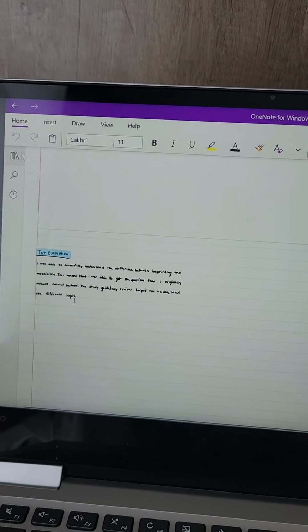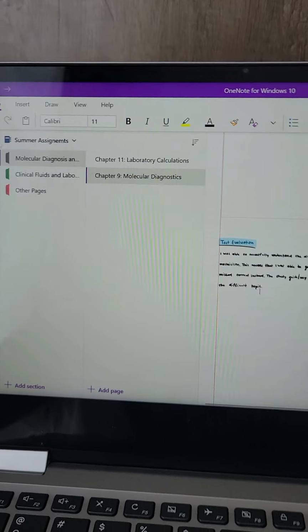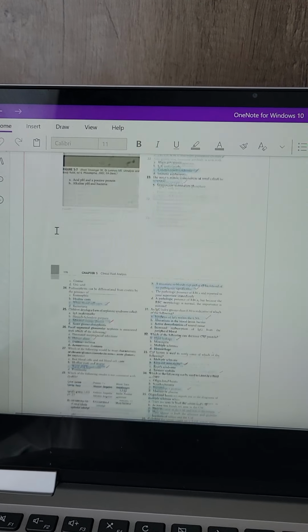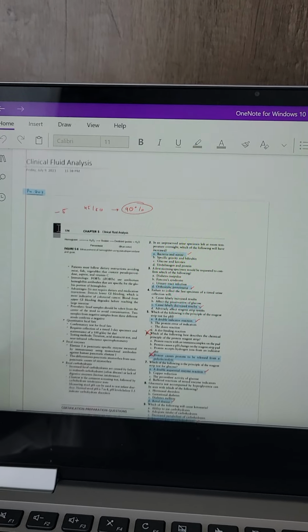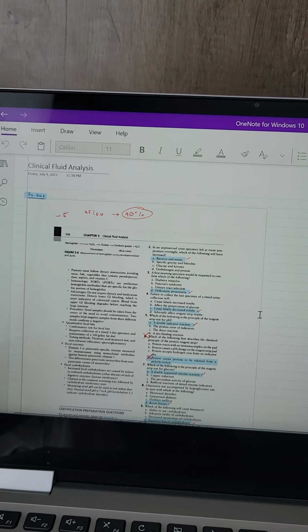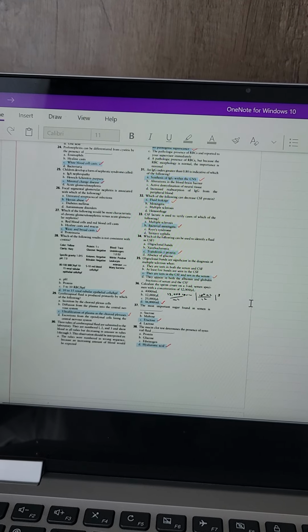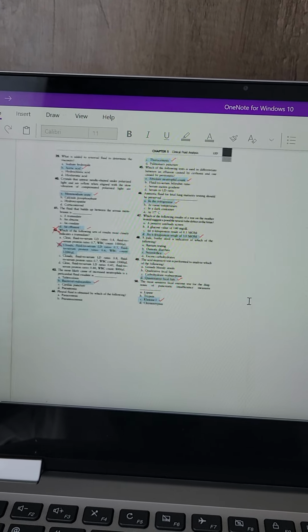and my test evaluation. Following that is the second assignment, which was clinical fluids and laboratory operations, both of which were due July 11th, 2021. This is the clinical fluids analysis. It's just all the questions combined. You can see I was correcting it.